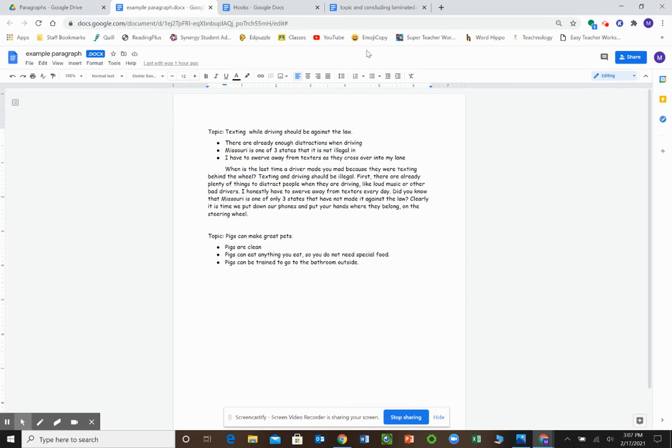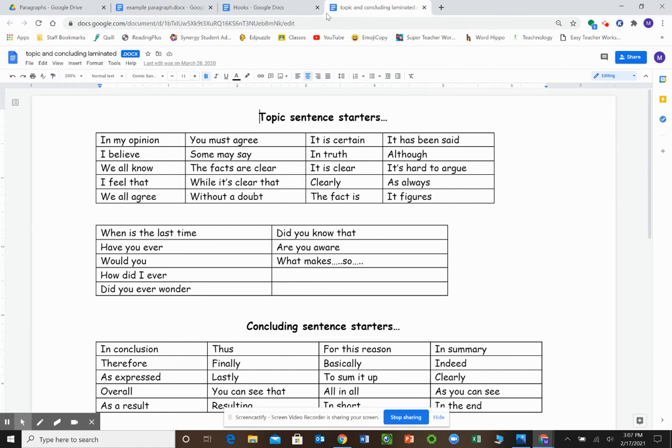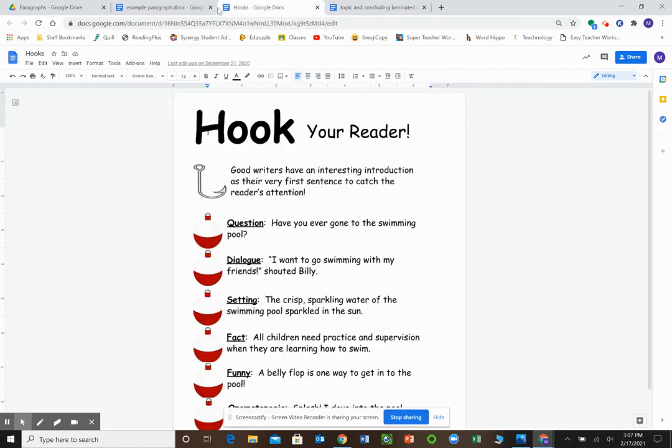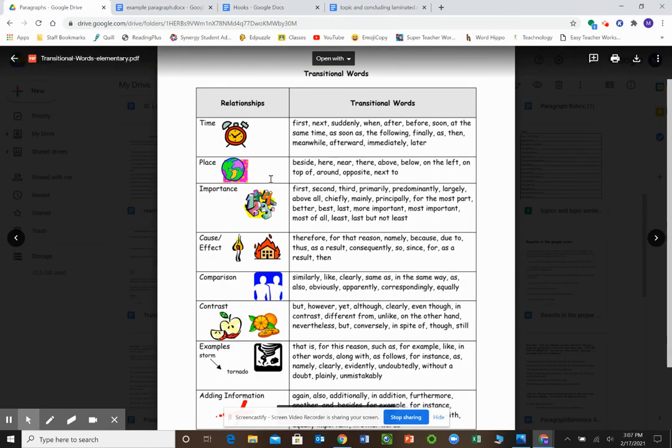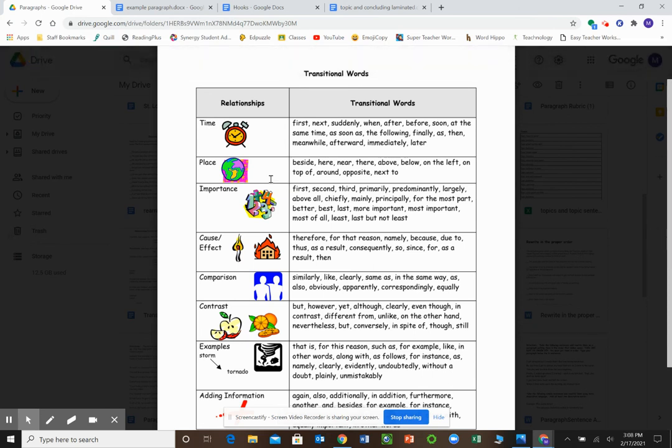So again, if you can print out any of these documents that you can use and refer to in the future, and as you do this paragraph and your future paragraphs over the next week and a half, that would be great. But they're still here. They will remain here, and I will probably attach them into future assignments.